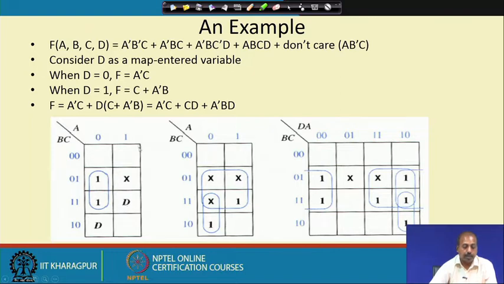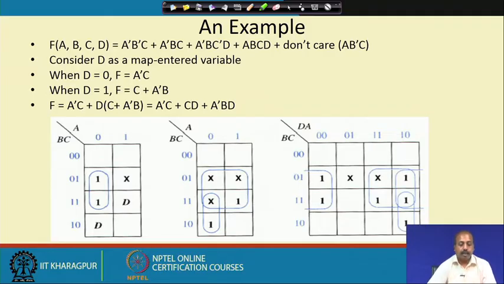So we get the map like this, and then we do a minimization. First in this map, we take these two as ones, because they are always present. So we take them out. It is independent of d, so that will give us the term a bar c. So a bar c will definitely come.